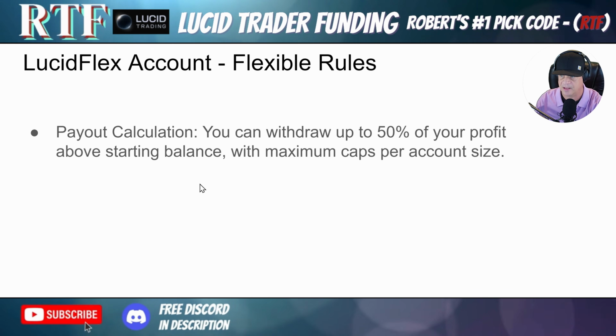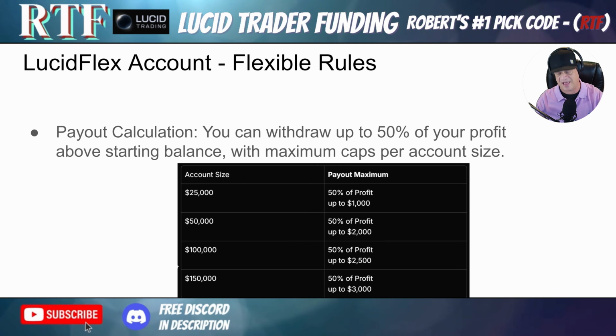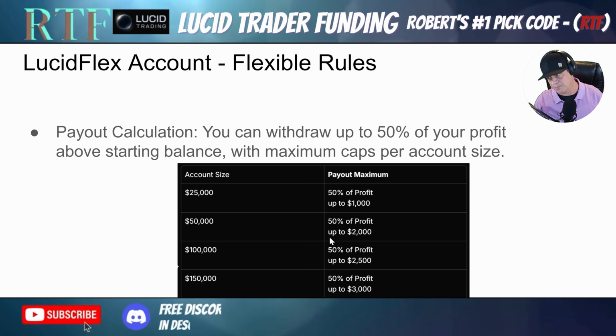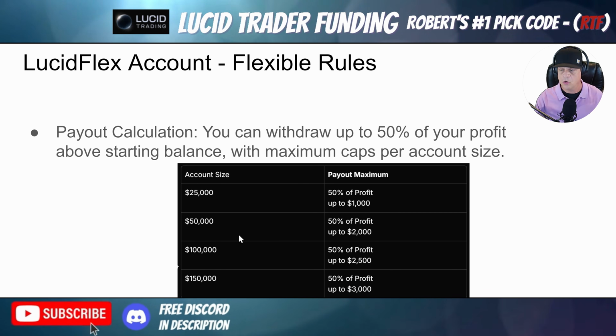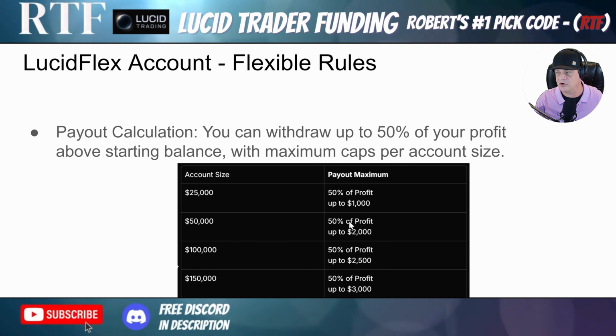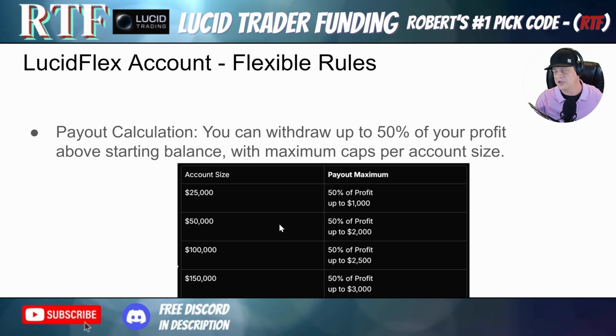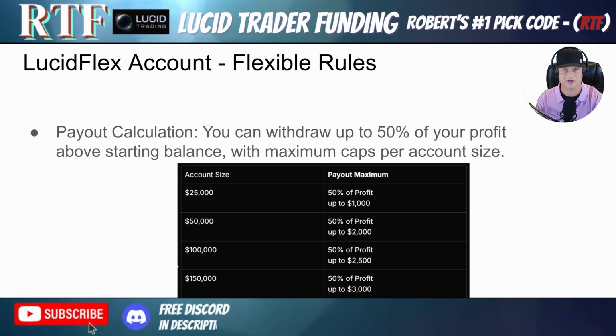Then for the payout calculation, you can withdraw up to 50% above the starting balance with the maximum cap per account size. And here's another chart for that as well. With a 50K account, you can withdraw 50% of your profit up to $2,000. So what that means is on that first payout, if you want to withdraw $2,000, you're going to have to make $54,000, and then you'd be able to withdraw $2,000. And then for the next payout, it would be the same thing. You'd have to make $2,000 more, so you'd be at $54,000 again to take the max payout of $2,000. 50% of $4,000 in profit would be $2,000.